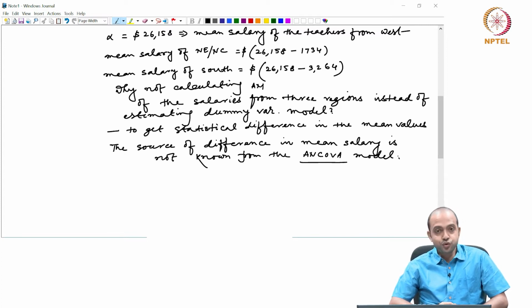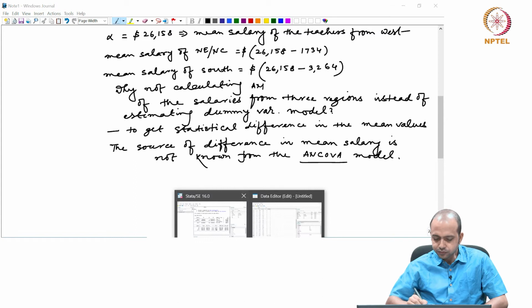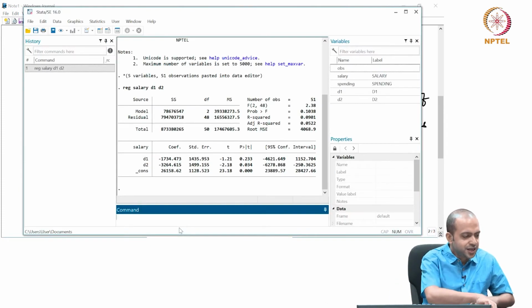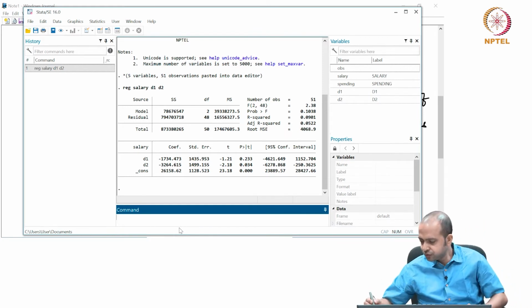So, what we have to do, since we have data on public spending as well, let us see whether there is any significant difference in the mean public spending of these three regions. Like the way we examined the difference in mean salary, in the same way we can examine the difference in mean public spending per student. So, that is also possible. So, how will you do that? The same model.